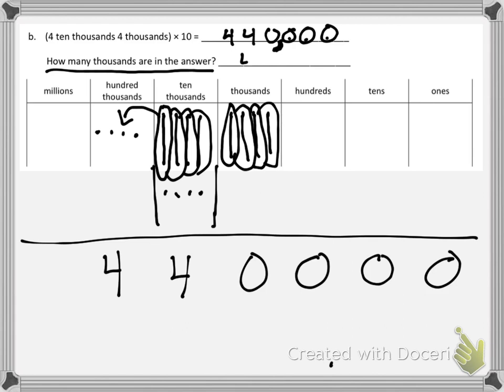So we would put in 440. That's how many thousands there are, is 440. We could write on next to it 440 thousands.